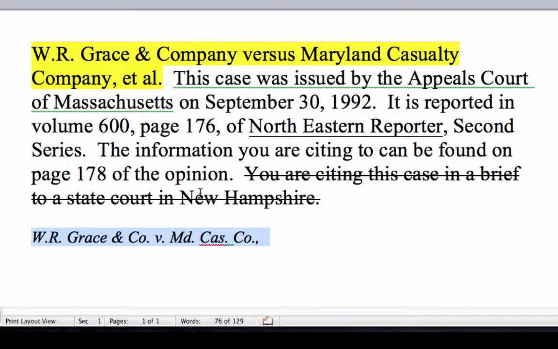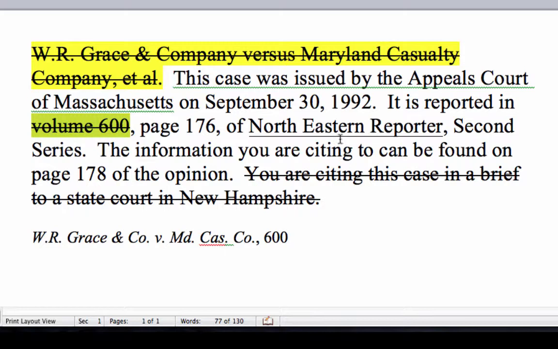I prefer to italicize, but make sure that you go back and make your comma not italicized. So now we're done looking at that. The next thing that we need to include is the volume number, the reporter, and the page number. So you find the volume number, it's volume 600, so just put 600, that's cut and dry.